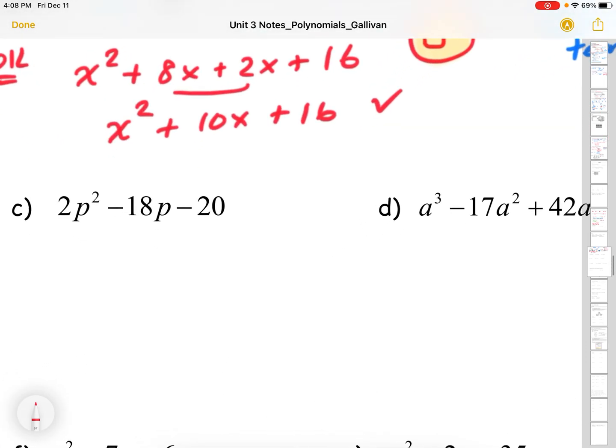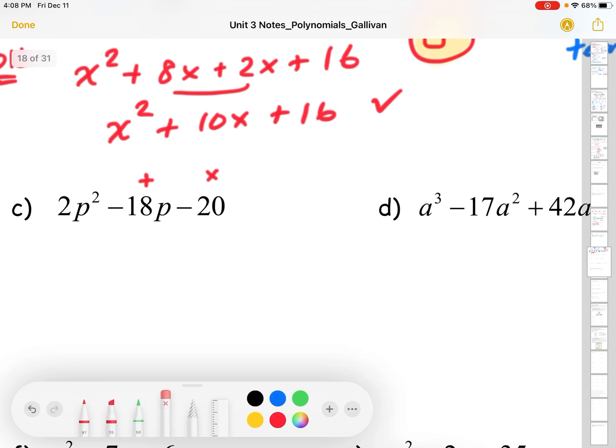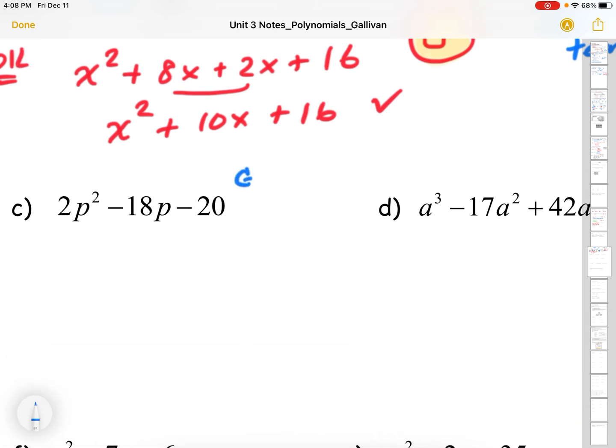Alrighty, so what we're looking for, we need two numbers that multiply to give me negative 20 and add up to negative 18. Or do we? What is the first rule? The first rule is GCF. So I have 2p squared minus 18p minus 20. I can divide out a 2 from all of those.